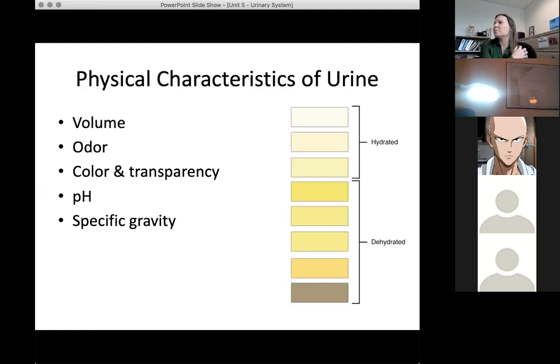So actually, we didn't talk about normal volume produced per day, about 1 to 2 liters per day. The odor, generally it should just be a non-offensive odor, not super strong.